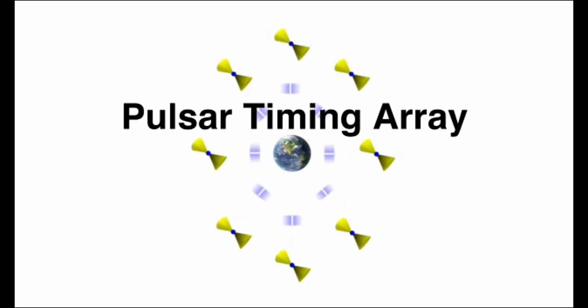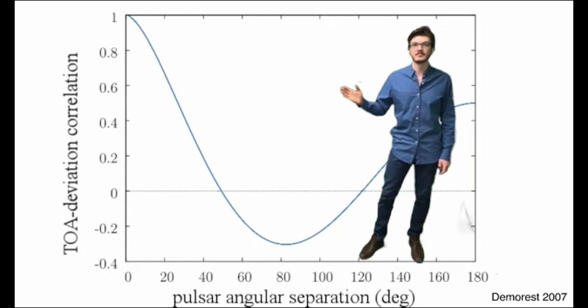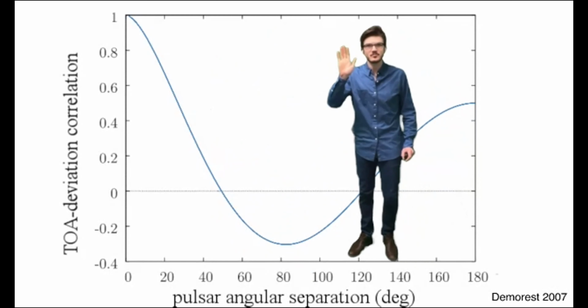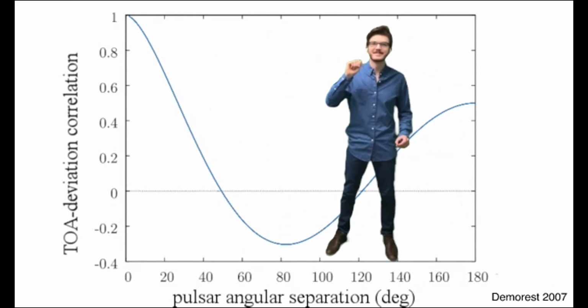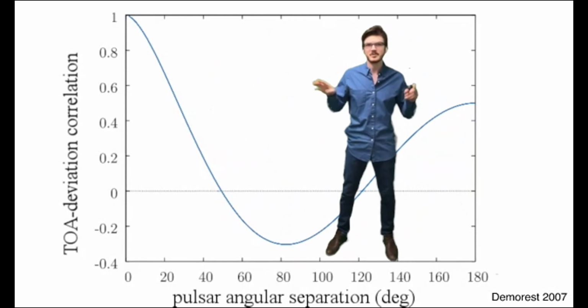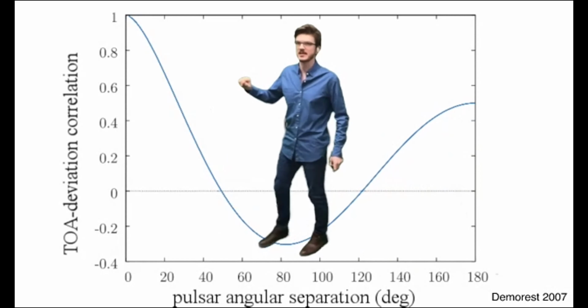Now, cartoons are nice, but what would it actually look like to detect the gravitational wave background in our pulse times of arrival data? This is what it would look like. A graph. Don't get scared. We can use our dance to understand this graph. But first, let's break this down a little bit.